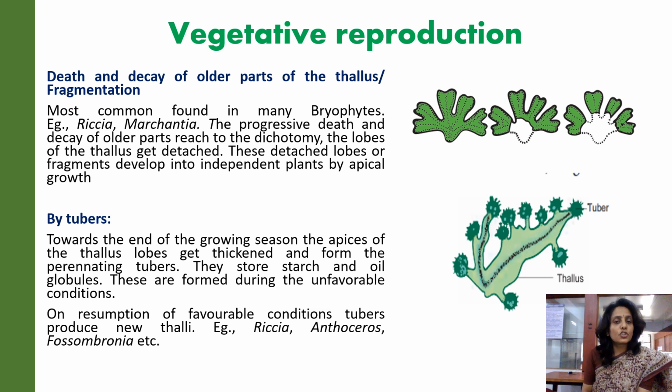Second, by tuber formation. Tubers are basically seen at the end of the growing season, particularly at the apices of the thallus or along the margin of the thallus. They are formed during unfavorable conditions and store starch and oil droplets. On the onset of favorable conditions, the tubers produce a new thallus. For example, it is seen in Riccia, Anthoceros, Fossombronia, etc.